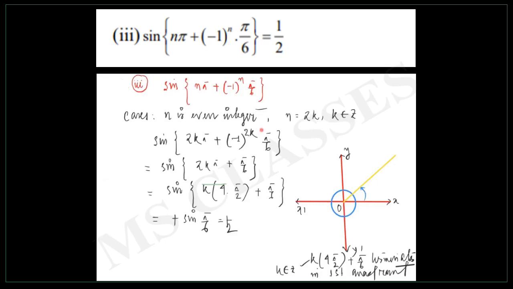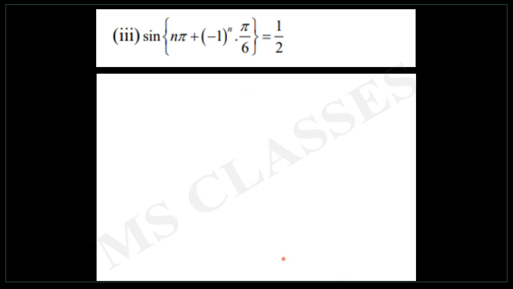Now this was for the even integer. Now we'll go for the odd integer. Now let us take the case for odd integer, case 2. When n is an odd integer, n equals 2k plus 1. And what is k? k belongs to Z.